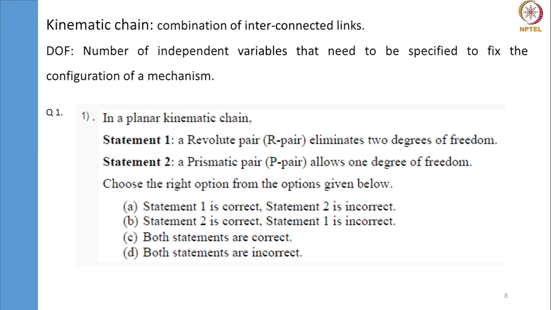Okay, the first question. In a planar kinematic chain, we have two statements. The first one: a revolute pair eliminates 2 degrees of freedom. And in statement 2, a prismatic pair allows 1 degree of freedom. Choose the right option from the four. I'll give you a couple of minutes to think over it, and then I'll tell you the solution.